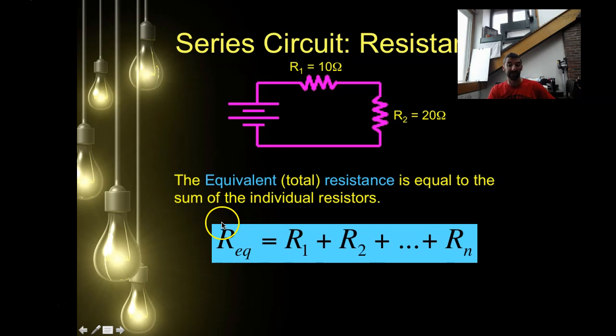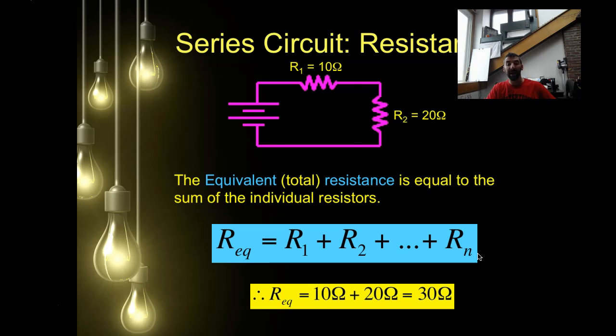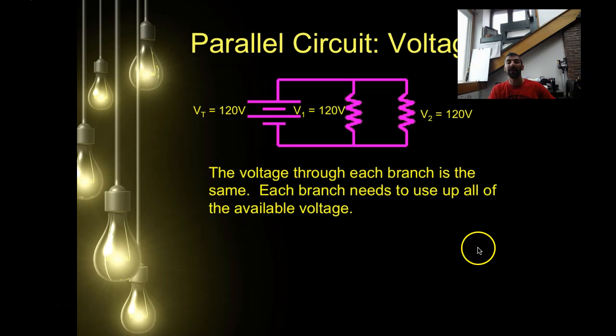Here's my equation. Resistance, R1 plus R2, if there was a third one, plus R3. This little Rn means just however many there are, we add them all up. So those are my series rules. In parallel, they're a little different. Parallel, the voltage is the same everywhere.